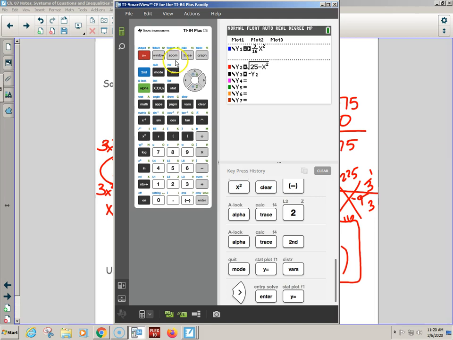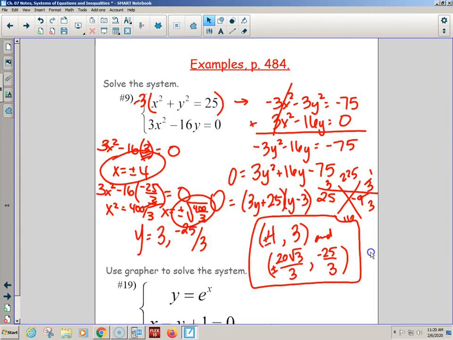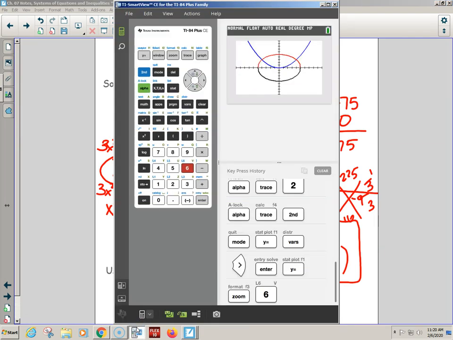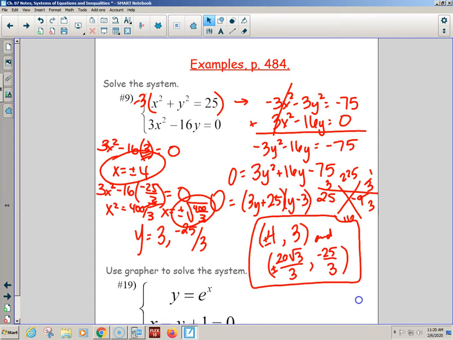And now we could graph it. I hope Zoom standard. Oh, these are all between negative 10 and 10, so we're okay. And let's see if we have 4 intersection points. How many 4? I only see 2 intersection points, a parabola with a circle. So what's going on? We have some extraneous ones. Which ones seem to be extraneous?